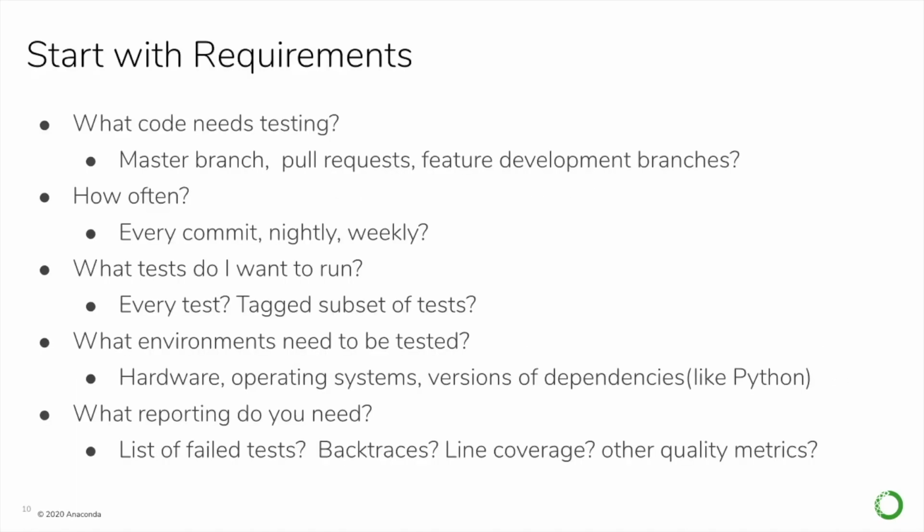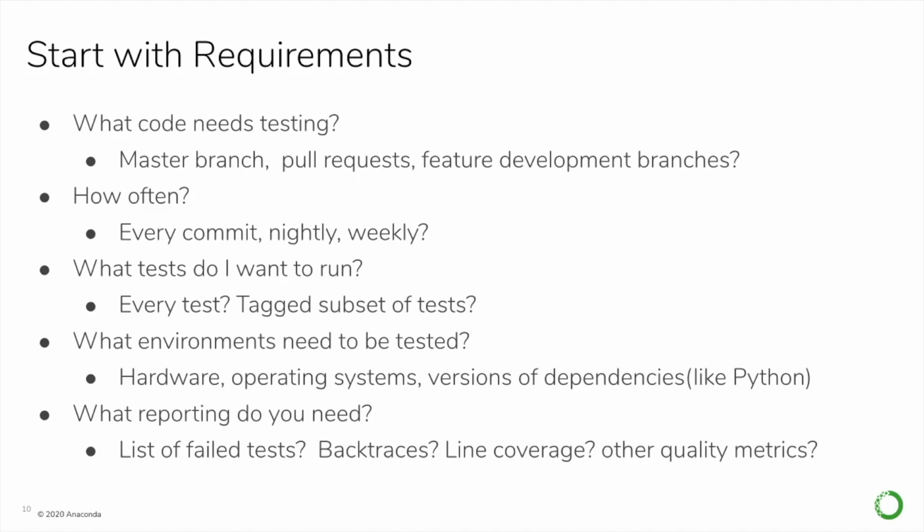So first, like all processes, you have to start with some requirements. And with CI systems, you really need to think about a list of things. One of them is what code needs testing. Are you testing the master branch? Are you testing pull requests? Do you have long-lived feature development branches that need testing? Just taking an inventory and understanding what even needs testing is like the first thing that you have to do.